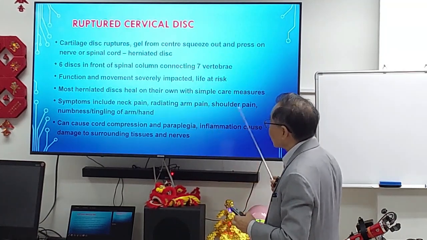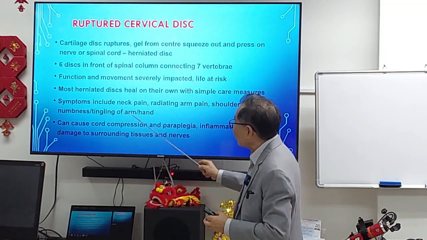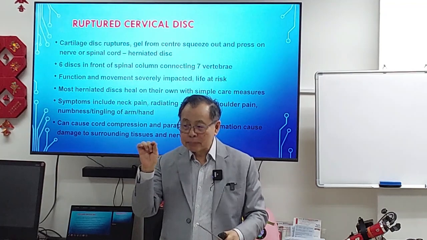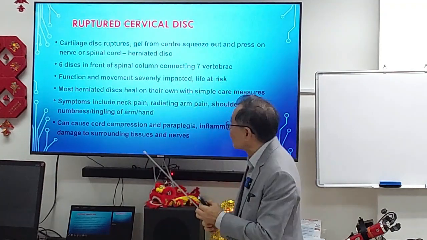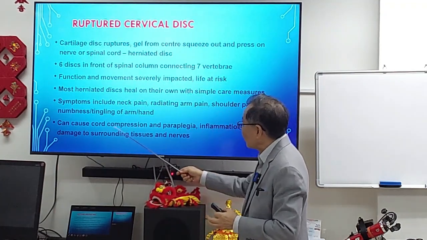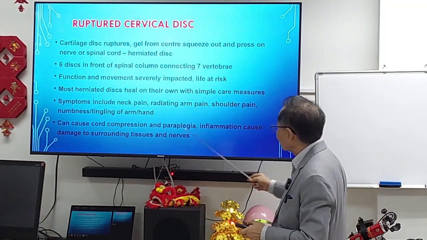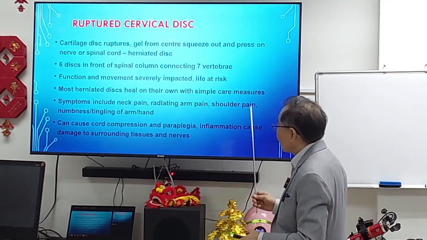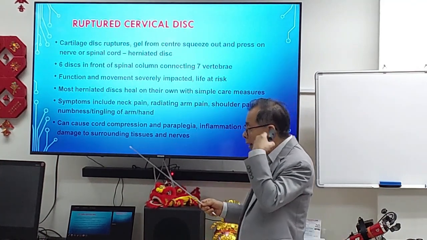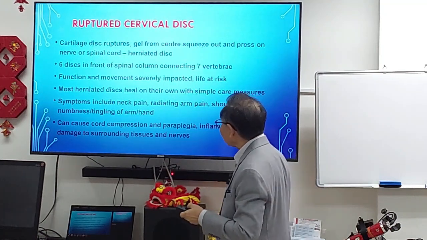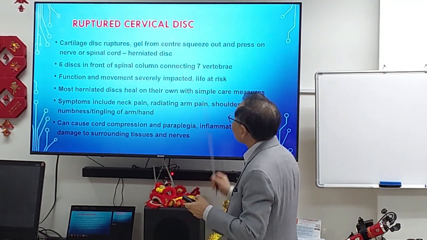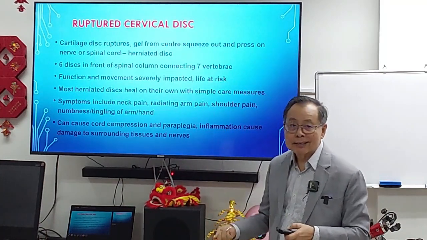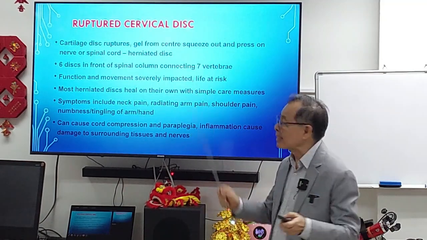Radiating arm pain, shoulder pain, numbness, tingling of arm and hand. If you feel that, then it is the pressing on the nerve that supplies this. So if you press on the spinal cord, it causes cord compression, paraplegia, in other words, all 4 limbs are paralyzed. Inflammation accompanying this will cause damage to surrounding tissues and nerves. I want to emphasize again, this cause of chest pain rarely occurs. Rare doesn't mean it never occurs. It can happen.